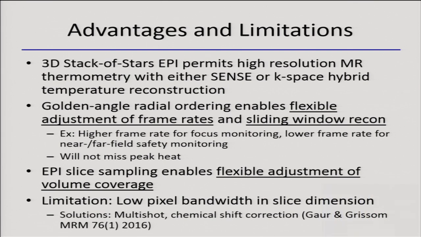And just in conclusion, our 3D stack of stars EPI readout permits high-resolution MR thermometry with either a standard SENSE reconstruction or the k-space hybrid, or constrained, temperature reconstruction technique. The golden angle radial ordering is what enables a flexible adjustment of either the frame rate or a sliding window reconstruction. So for example, we can go back and retrospectively reconstruct these slices at any desired frame rate, for instance, doing higher frame rates for focus monitoring or lower frame rates for near or far field safety monitoring. And importantly, the sliding window reconstruction ensures that we will not miss the peak heat.